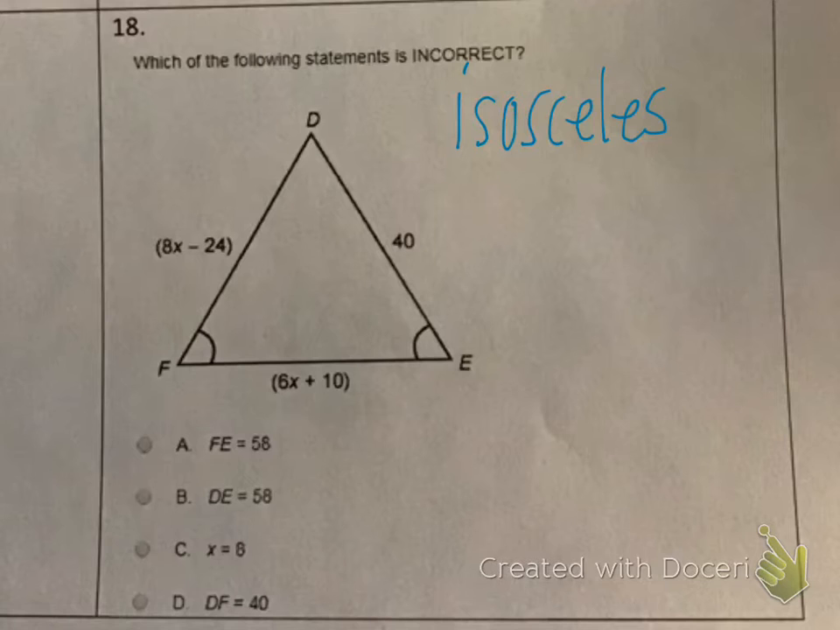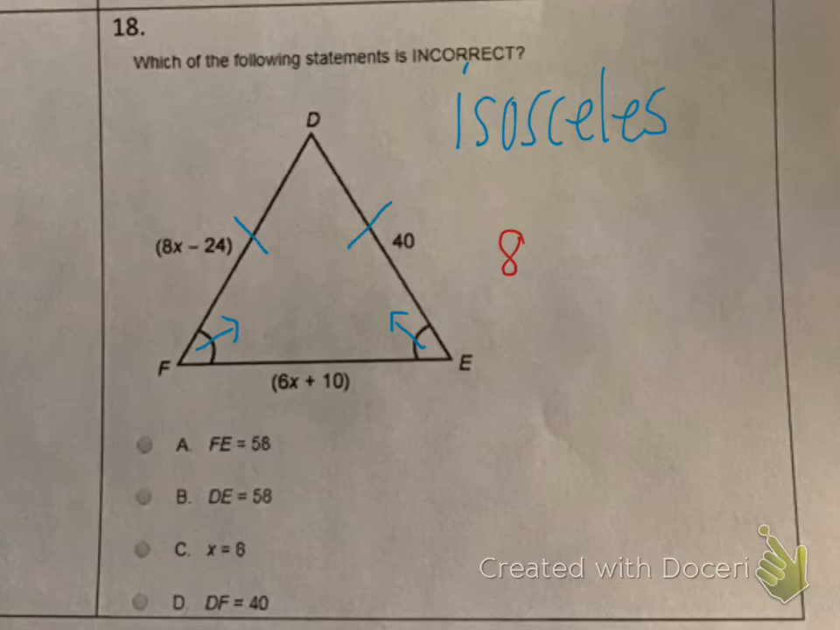Where are the congruent sides? If I add tick marks to the congruent angles and arrows, they point to the two congruent sides. So this side length is exactly the same as this side length. Therefore, if this right-hand side, DE, is 40, then 8x minus 24 is also 40. So I can actually solve for x.